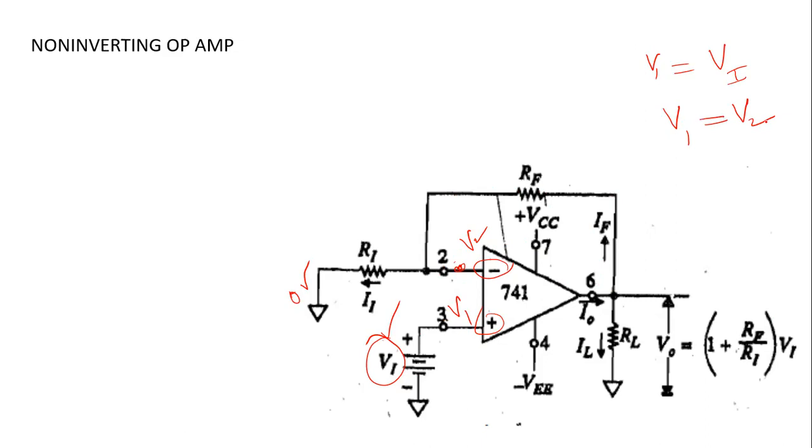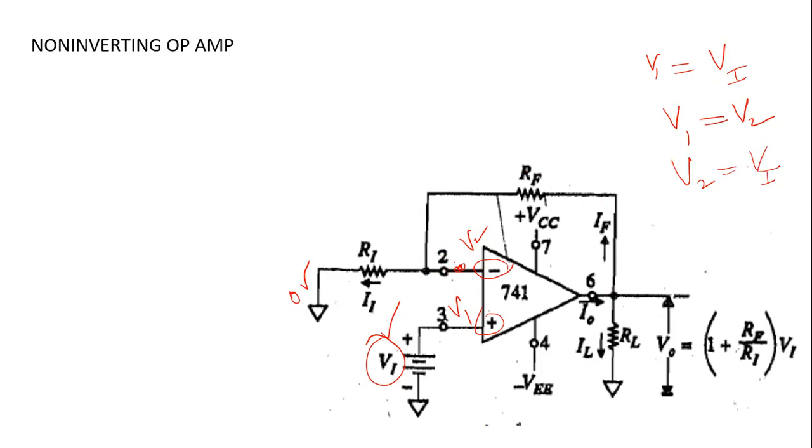In op-amp operation, whenever you have a negative feedback like the one shown here, that is, output signal connected to the inverting input terminal, the voltage at the non-inverting terminal V1 will always be equal to the voltage at the inverting terminal V2. Okay, so this means that if V1 is equal to V2 and V1 is equal to VI, then your V2 is also equal to the input voltage VI.